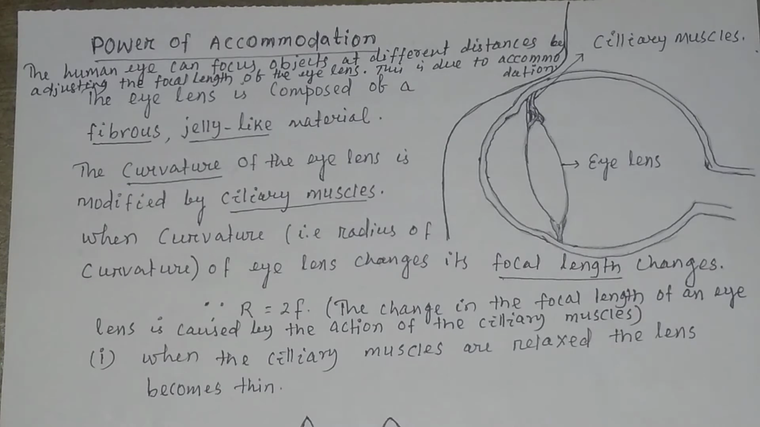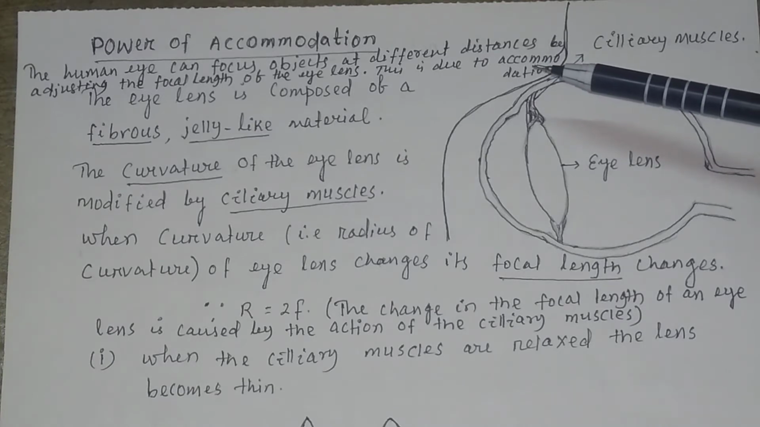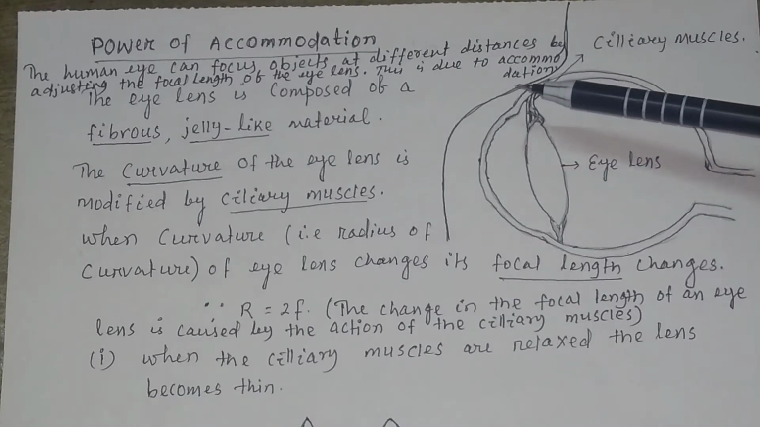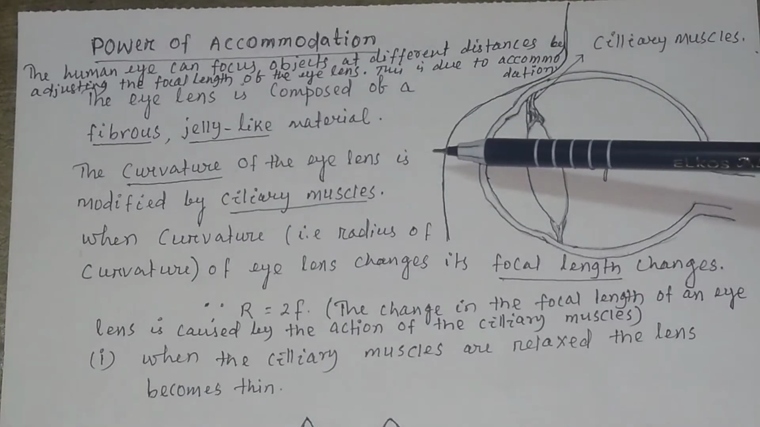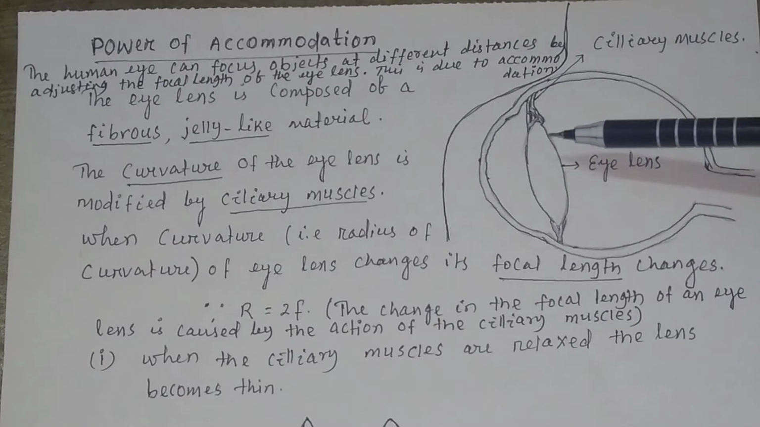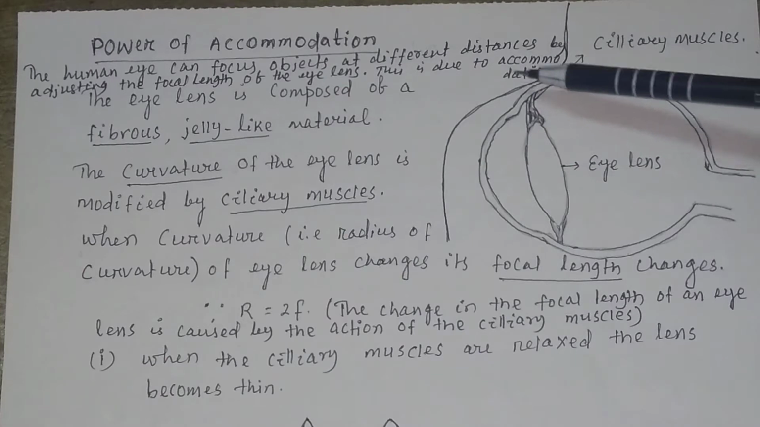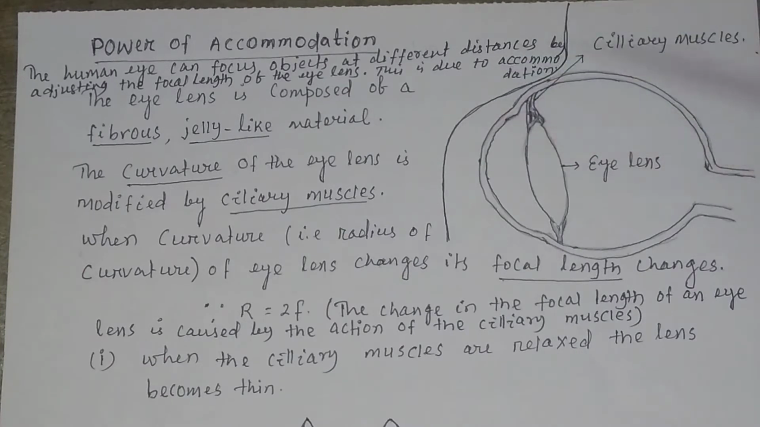So what is power of accommodation? The human eye can focus objects at different distances by adjusting the focal length of the eye lens. This is due to accommodation. So the human eye can focus objects placed at different distances, near objects or far objects, and it is possible by adjusting the focal length of the eye lens. This is called the accommodation of the eye.